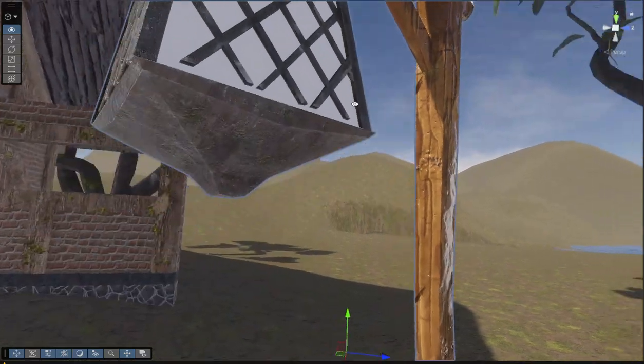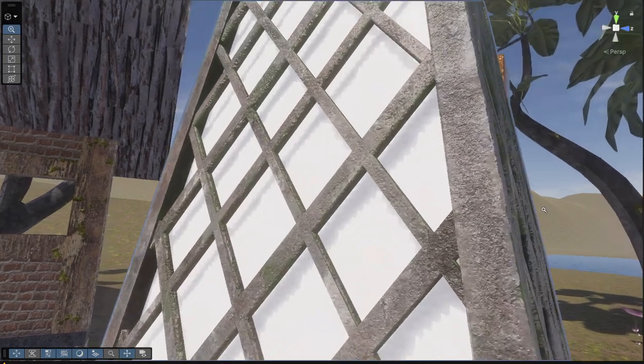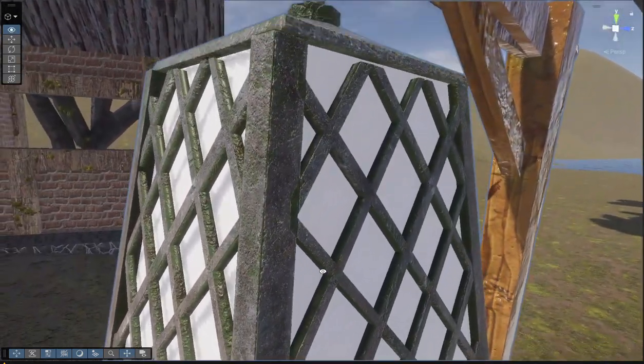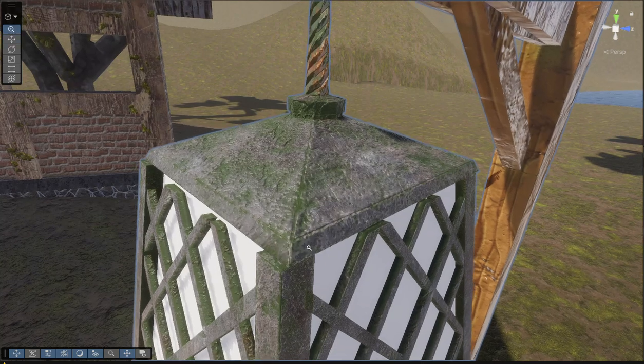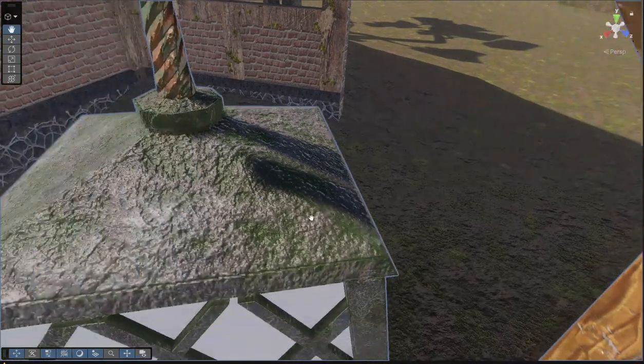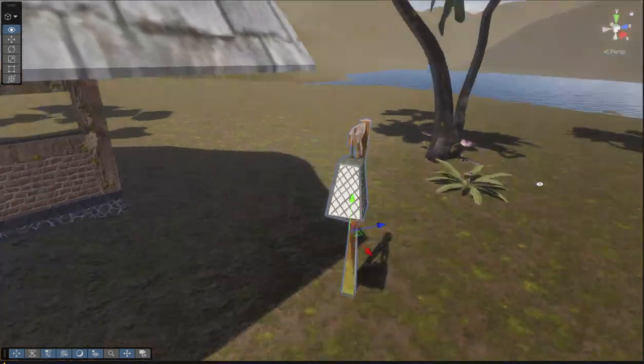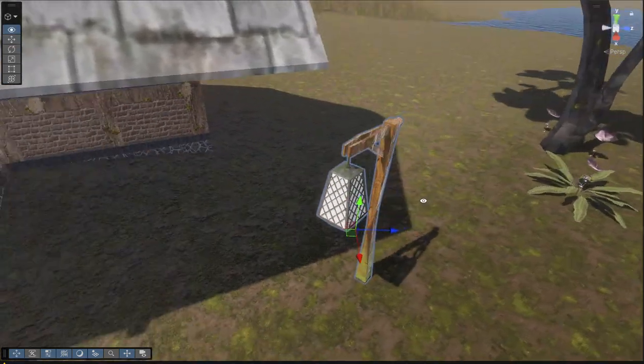And then for the light, I did an old metal, I think it was an old iron, and then started adding a bunch of layers of moss and dirt and rust into the cracks, just to give it the textured look of an old worn lantern that's been sitting by a lake for a long time.